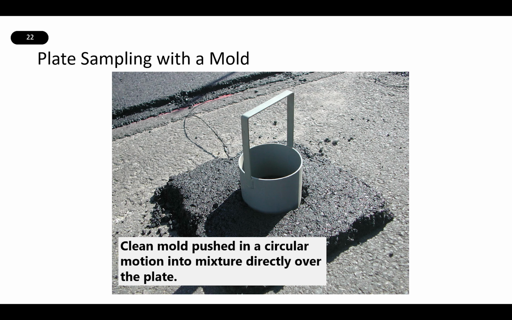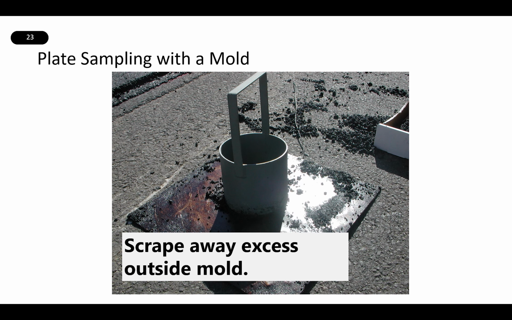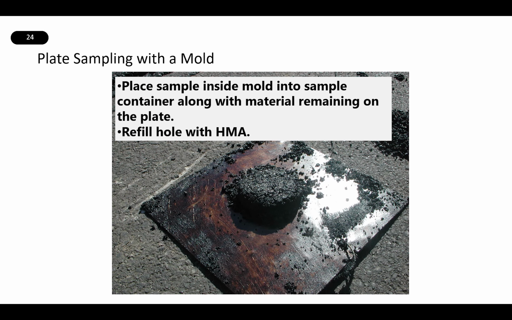The same process is followed when laying out and picking up all the plate samples. At that point, the mold is pushed in a circular motion into the mix directly over the plate. Then any excess material is scraped off of the plate sample so the only material that remains is inside the mold. The primary reason this isn't followed anymore by most contractors is that it's very difficult to get a mold big enough to collect the entire 11,000 gram sample that is required.